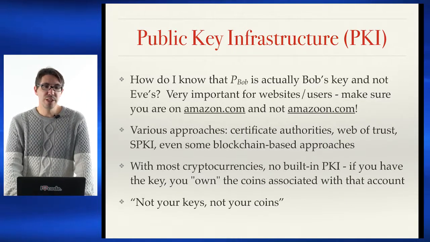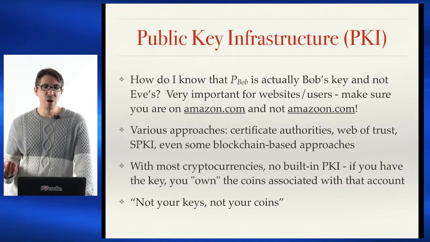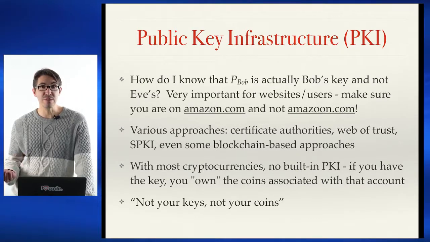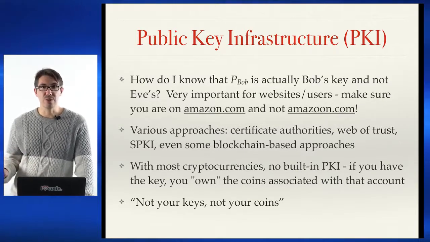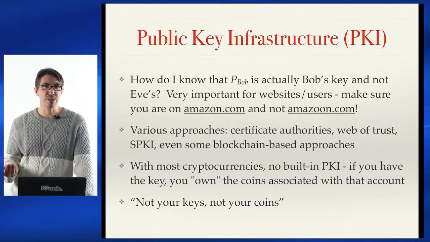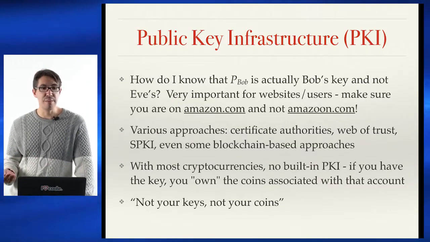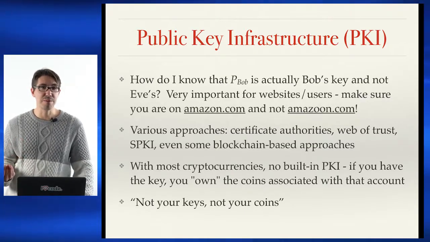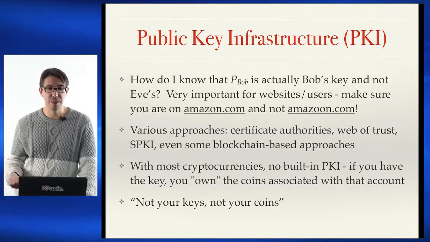So one question that arises from this is, how do I know that P sub Bob is actually Bob's key and not Eve's or Charlie's or Daniel's or Evan's? This is very important for using the internet today. For instance, I want to make sure if I'm buying something that I'm at Amazon.com and not sending money or accessing a website that is not Amazon.com.